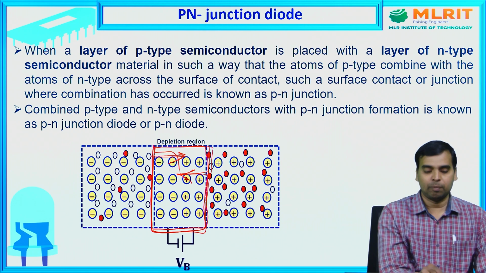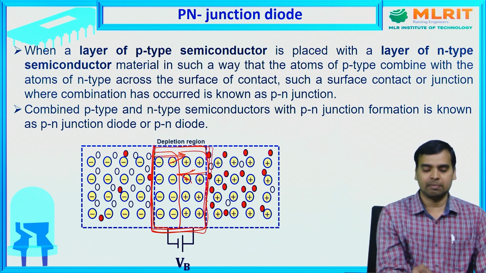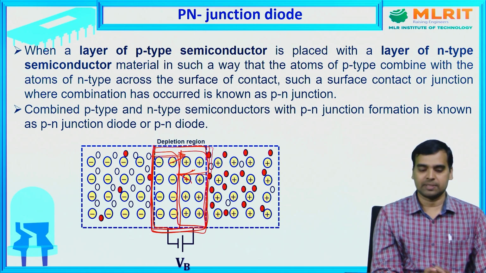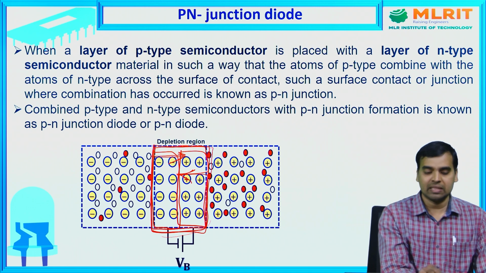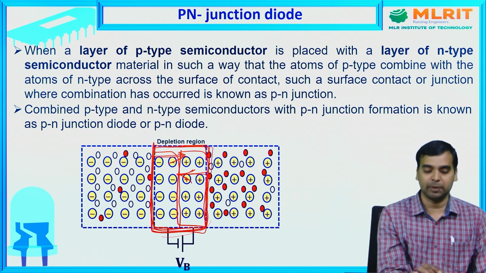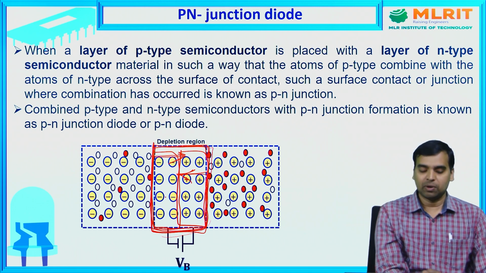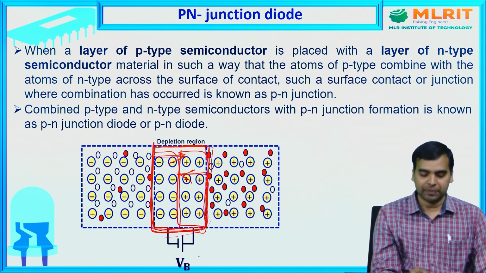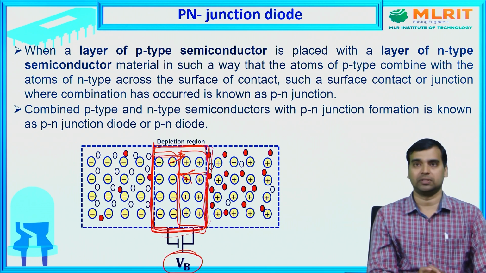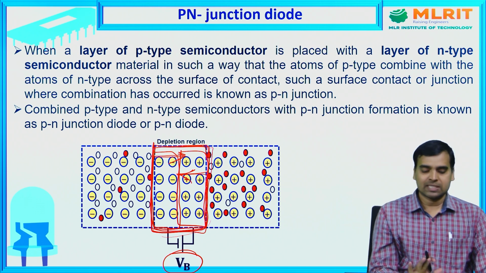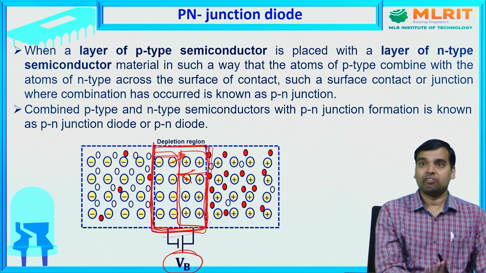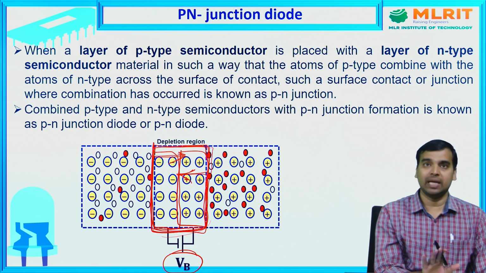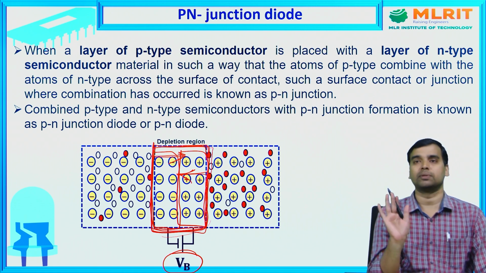That's why at the junction, up to a certain region, there aren't any free charge carriers, but in that region, on the p-type side there exist immobile negative ions, and on the n-type side there exist immobile positive ions. This entire region is called the depletion region. Because of these immobile ions, some potential will be developed. That potential is known as barrier potential. Once the barrier potential is developed, further diffusion process will be stopped. Then we say that the p-n junction diode is formed.